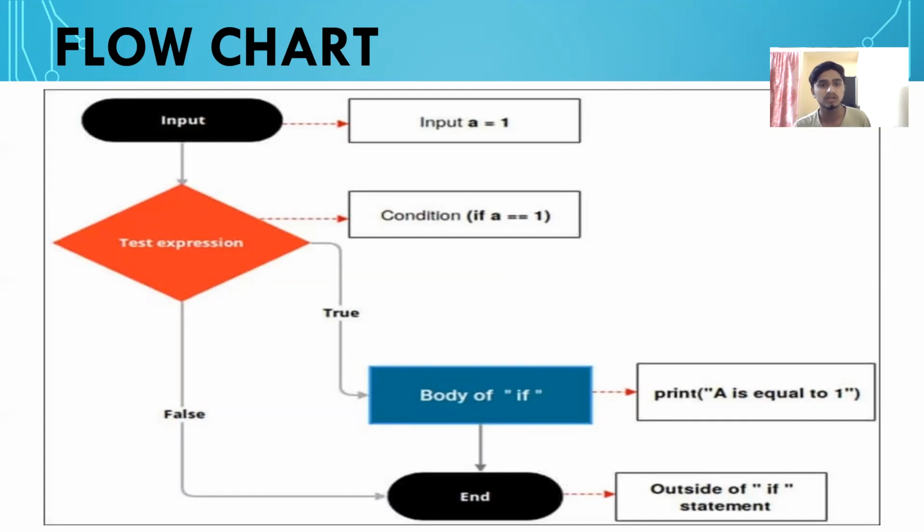First we give input, it tests the expression. If the condition is true, then it prints the statement. If the condition is false, it exits the if statement. So here we give a condition, a equal to 1. If a is equal to 1, then print a is equal to 1. Else, if false, it will end. So the given statement is true, so it will print a is equal to 1.